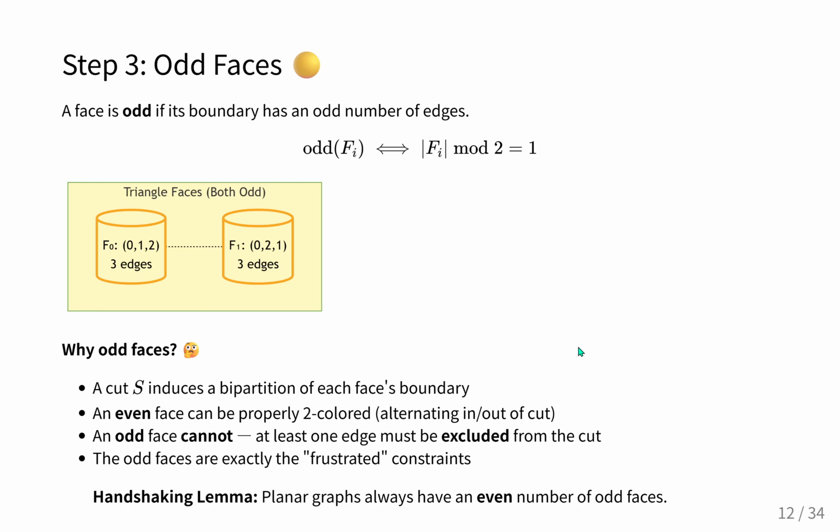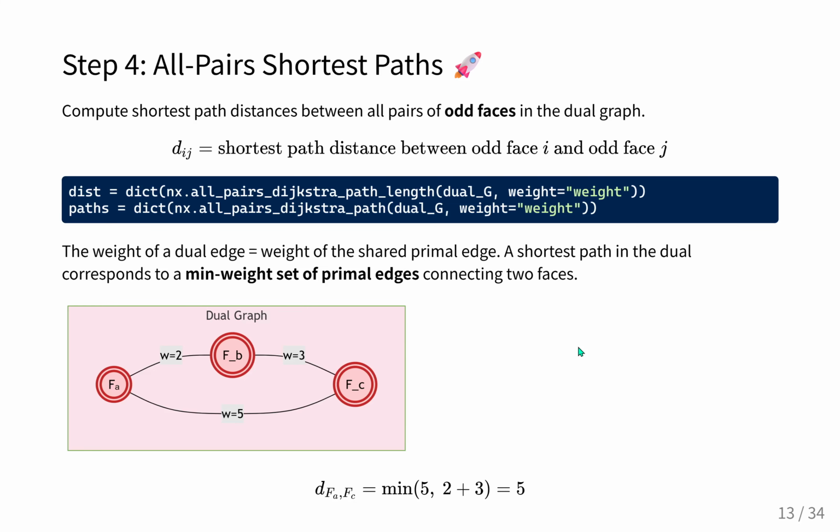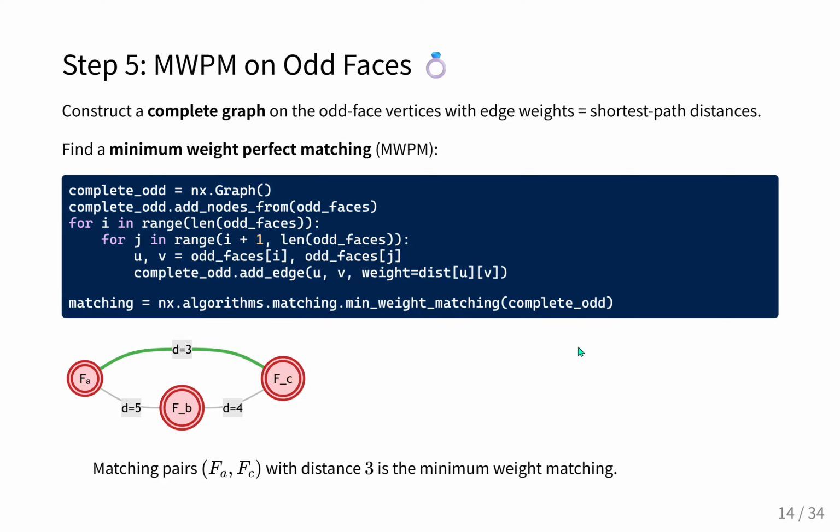Exactly. Which leads us to a process called minimum weight perfect matching, or MWPM. Right. We take this matrix of shortest paths and calculate the optimal way to pair up every single odd face so that the total distance, the combined weight of all the paths, is as tiny as mathematically possible. So we are finding the lowest possible cost to resolve all the frustration in the whole network.